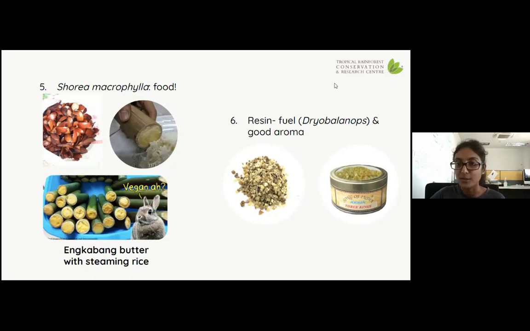The sixth reason why this group is so special is because of the resin that it produces. Dryobalanops, the Kapur genus, is very famous for this. And in India, many people burn this resin in their houses to produce a good aroma.